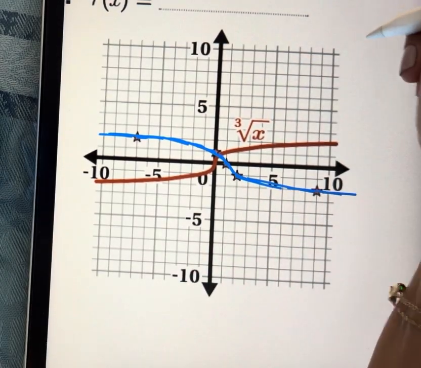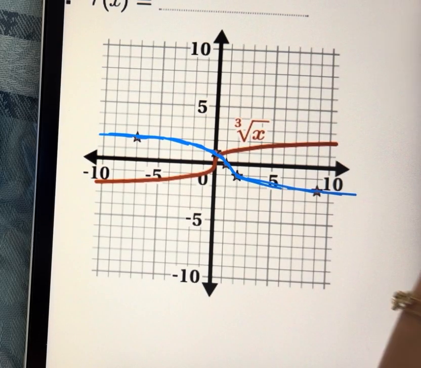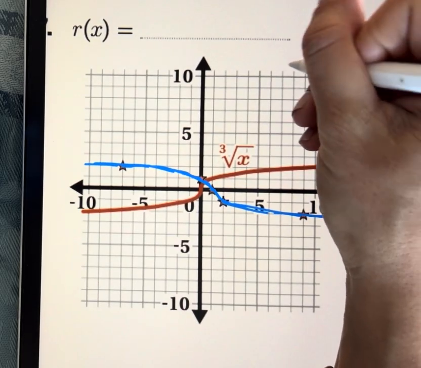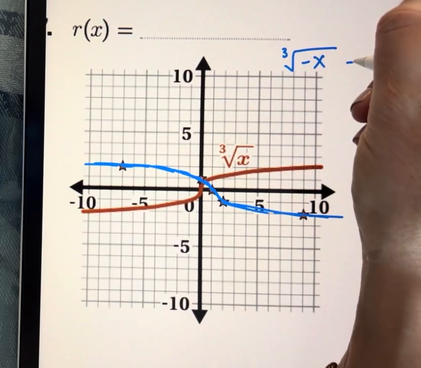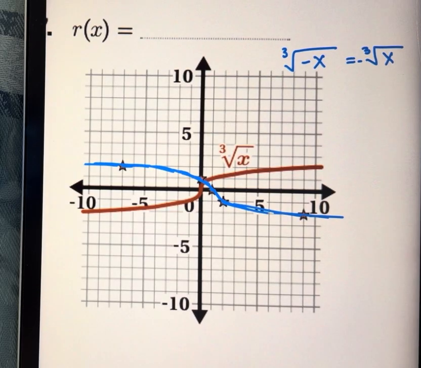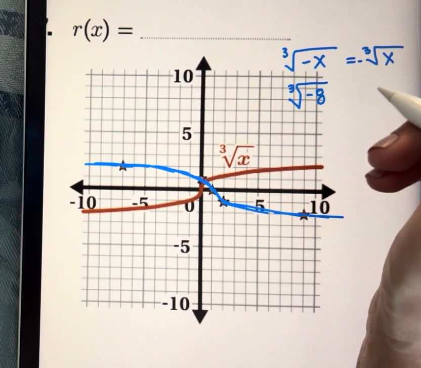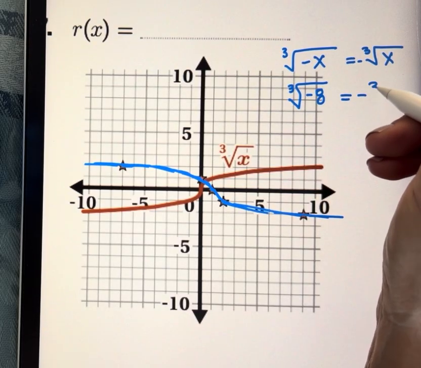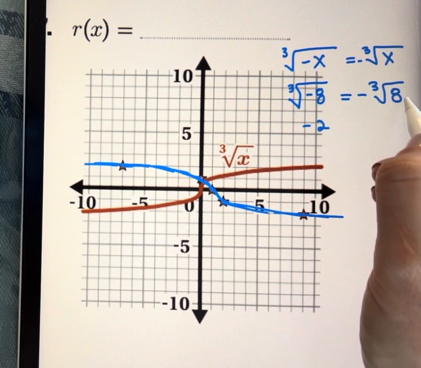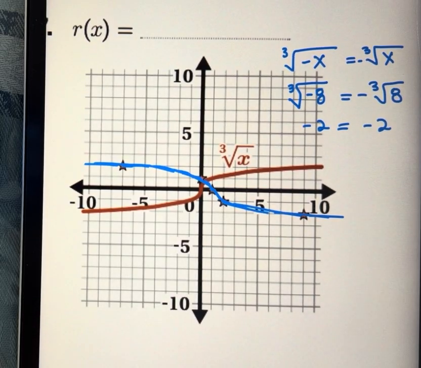that when it comes to cube roots, a vertical reflection and a horizontal reflection are the same thing. It doesn't matter. That's because the cube root of negative x is the same as the negative cube root of x. Watch. Cube root of negative 8 is the same as negative cube root of 8. Cube root of negative 8 is negative 2. Cube root of 8 is 2 with a negative in front. It's the same exact thing, you see? That's why they're the same.